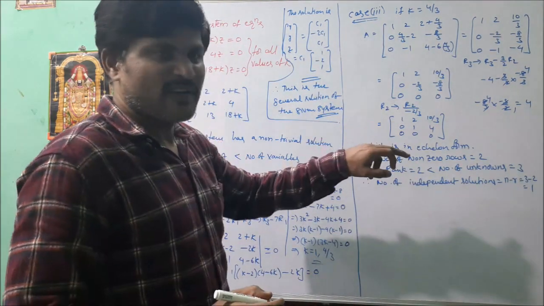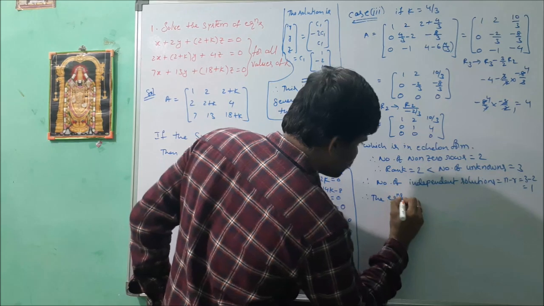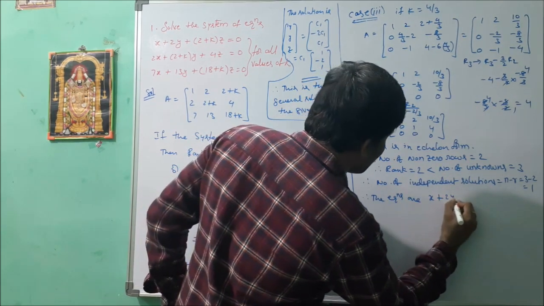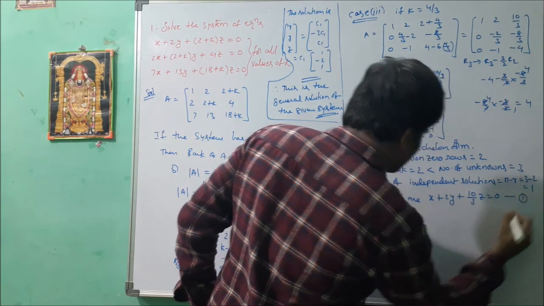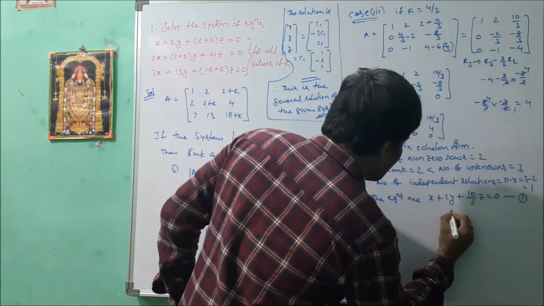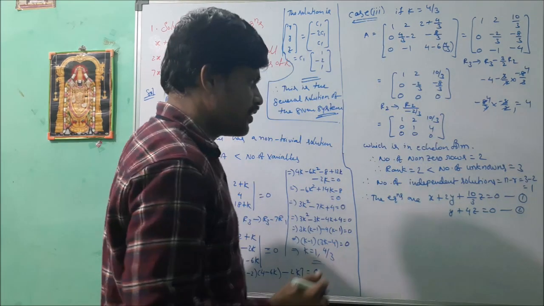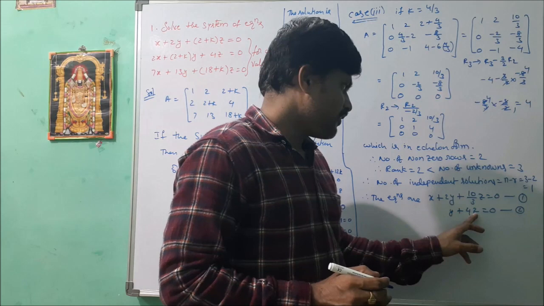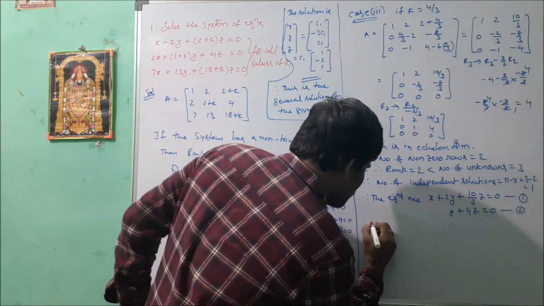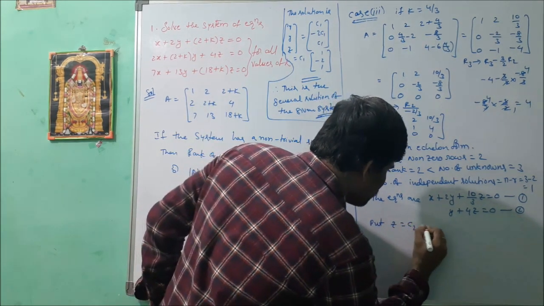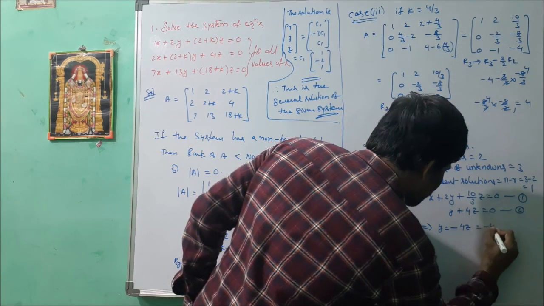Now we take equations in echelon form matrix. The equations are x plus 2y plus 10 by 3z equals to 0, which is equation 1. Similarly, we take y plus 4z, which is also equals to 0 in equation 2. Now here we take the value of z will be scalar, some C2. Put z equals to C2, which implies y equals to minus 4z, that means minus 4C2.